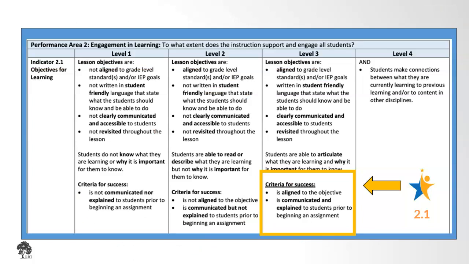The other part of the objectives for learning is this criteria for success. Criteria for success is aligned to the objective. It's communicated and explained to students prior to beginning an assignment. And we'll take a look at what we mean by this.